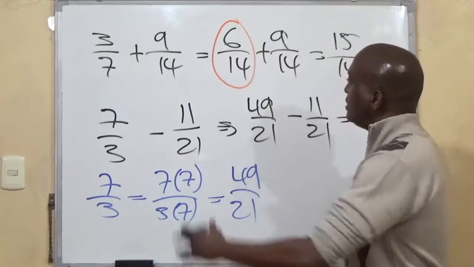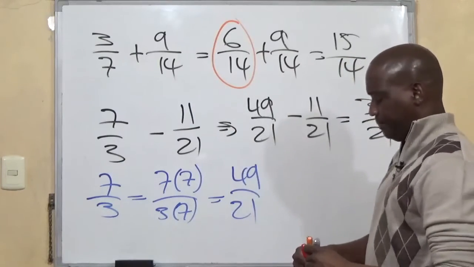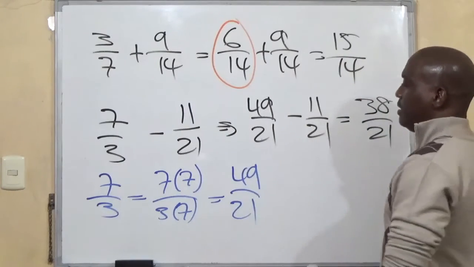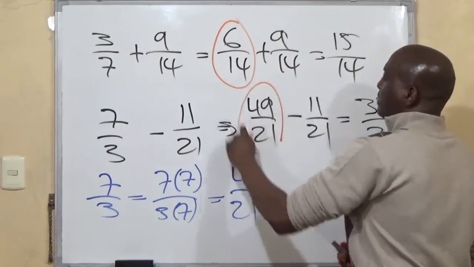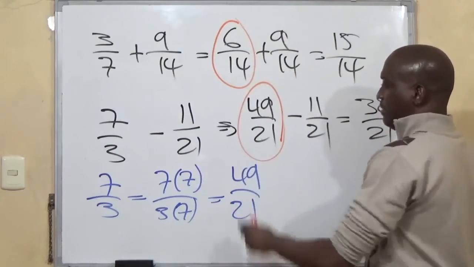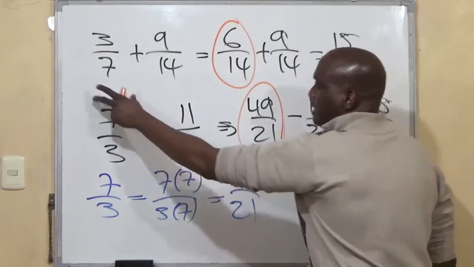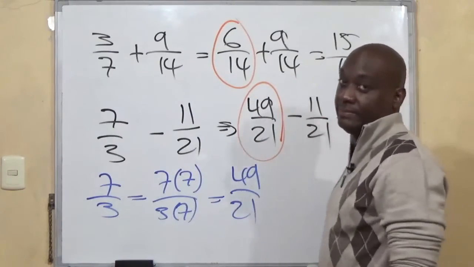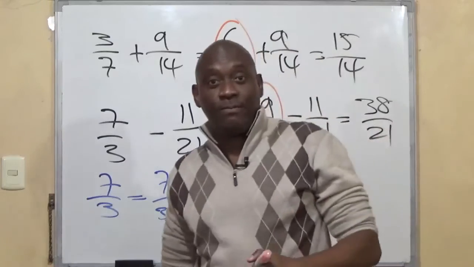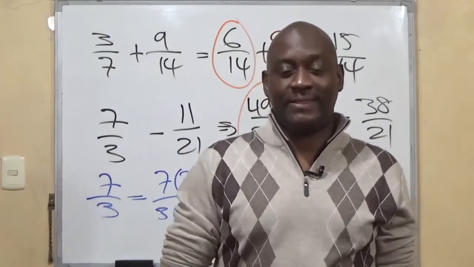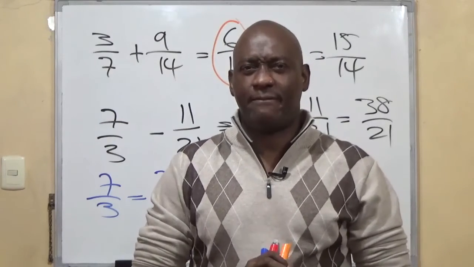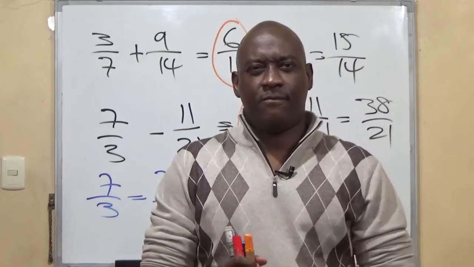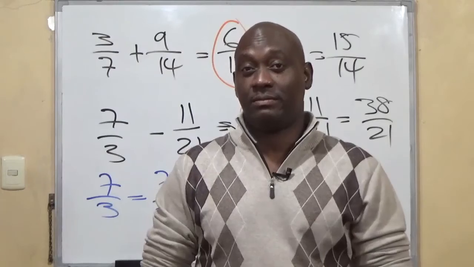And again, just as was the case up here, the appearance has changed, but the value remains the same. 49 over 21 is the same thing as 7 over 3. Form versus substance. One of the eternal themes of life. Form versus substance. Yeah.